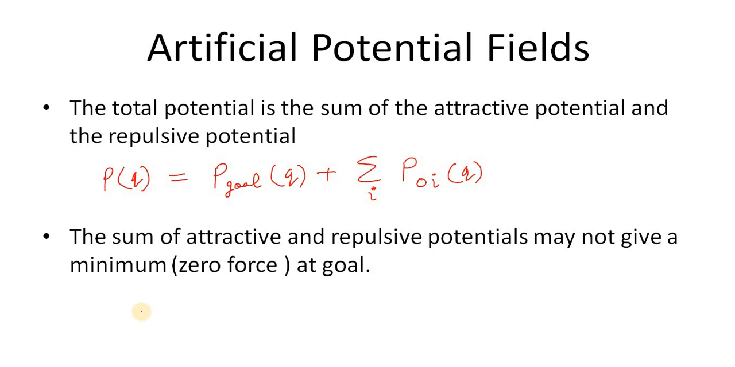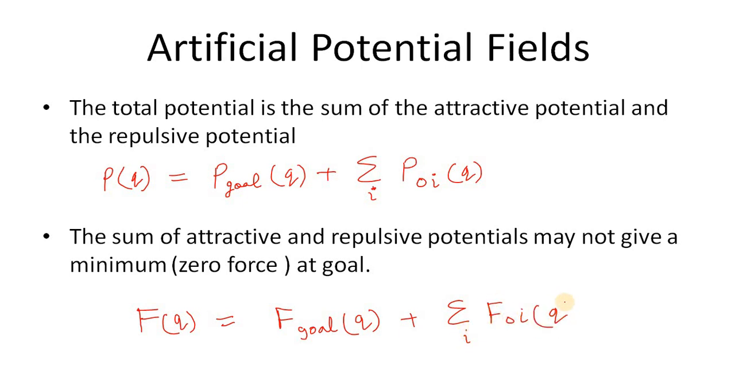So the total force F of Q is equal to F goal plus the sum of all obstacles' forces. So this will be the net force experienced by your robot in a real world where there are obstacles and there is a goal. So this will be the force that will be experienced by the robot.